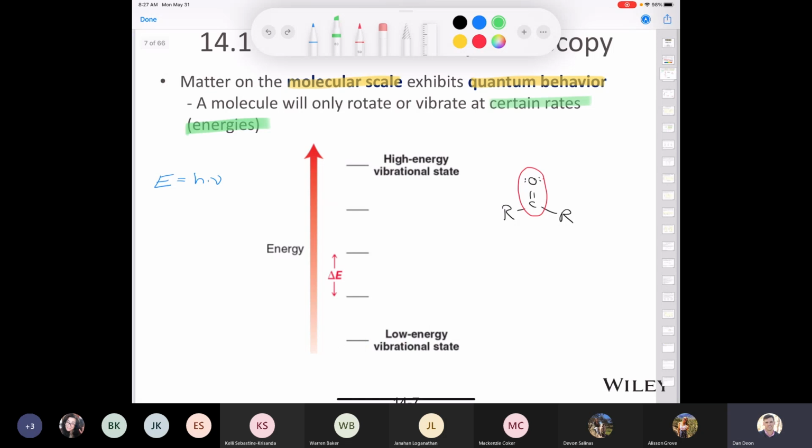Classical mechanics would tell us that it could be here, here, here, or here. Think about it, I could spin that tire at any rate I wanted to. Well, now you've got to get that out of your mind, because it can't happen. The molecule can only vibrate at specific energy levels.